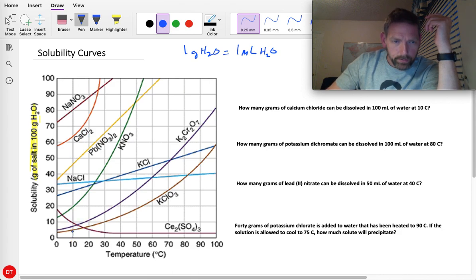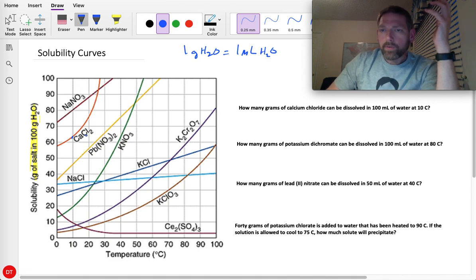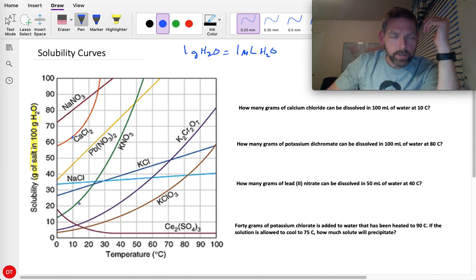So 10 degrees Celsius, we go up. We just follow this at 10 degrees Celsius. And so that brings us to about right there, right? That brings us to about that point right there. So it says how many grams of calcium chloride can be dissolved in 100 milliliters of water at 10 degrees Celsius? Well, at 10 degrees Celsius, 65 would be that midway point right there, right? Because there's 60, there's 70, there'd be 65.